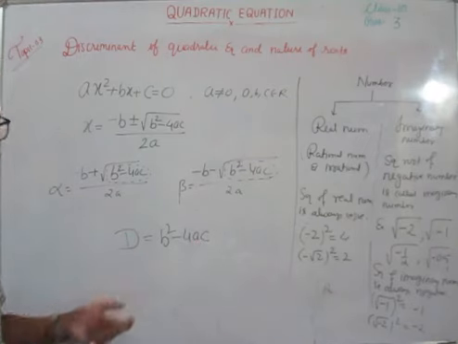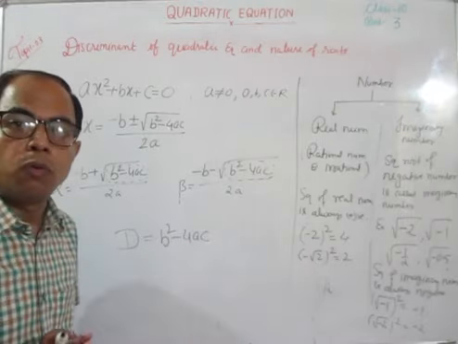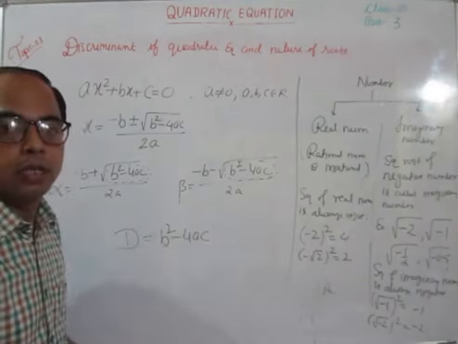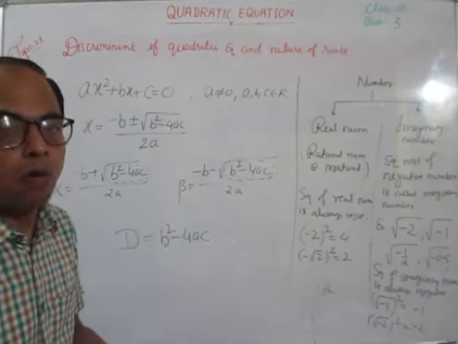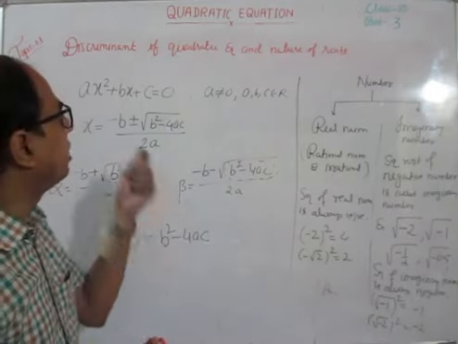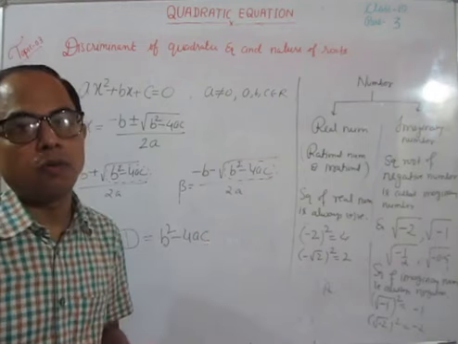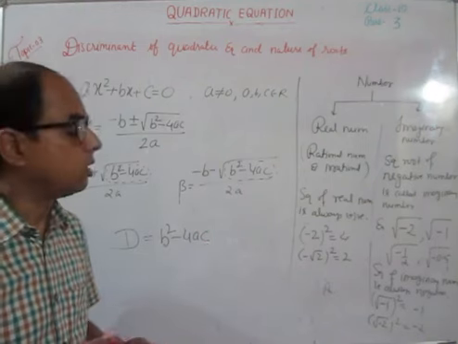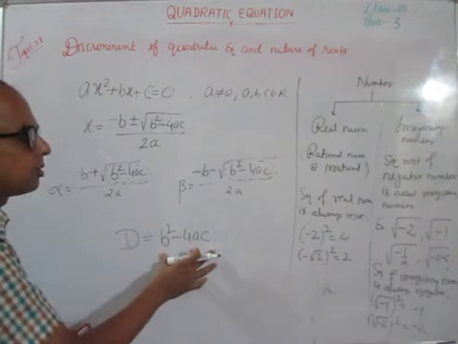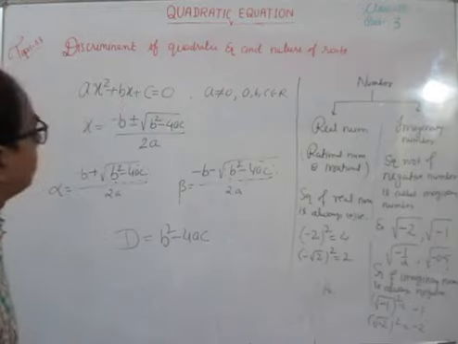And why is it called the discriminant? Because it describes the nature of the roots, and that's why it is called the discriminant of the quadratic equation. It describes the nature of the roots without finding them. Without finding the roots, with the help of this you can describe the nature of the roots of a quadratic equation. Now we are going to discuss how it describes the nature.